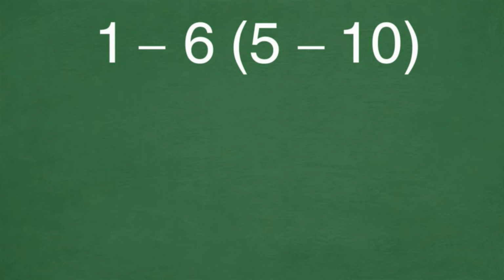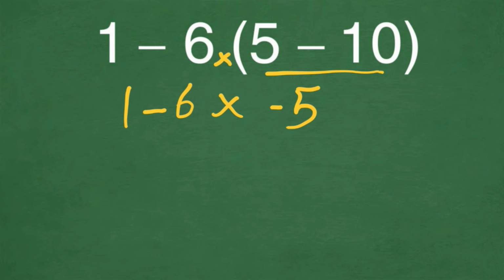So let's go back to our original problem. Here we have a parenthesis, a multiplication. If a number is placed next to a parenthesis, that means multiplication. So just keep that in mind. So we have parenthesis, multiplication, and subtraction. The first thing to solve is the parentheses, right? We have to work inside the parentheses, and 5 minus 10, of course, gives us negative 5. So the problem becomes 1 minus 6 times negative 5.